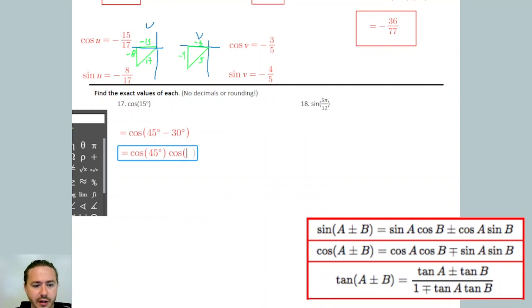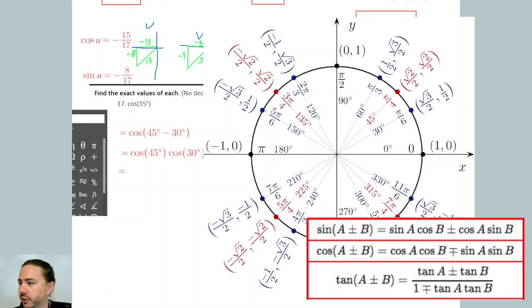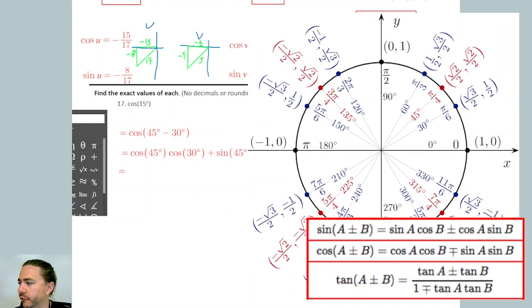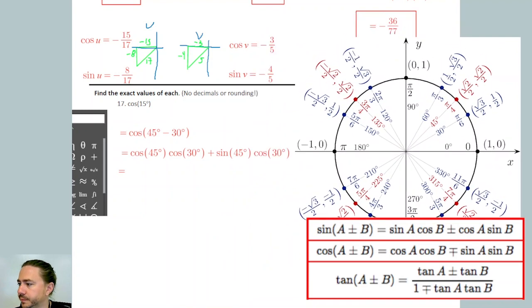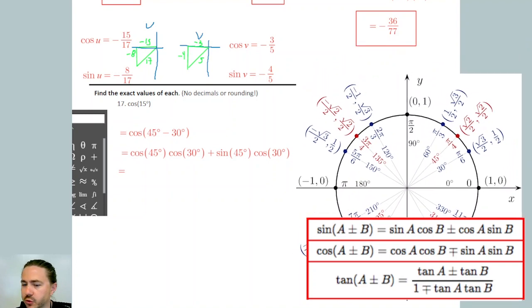Times the cosine of 30 plus sine of 45 cosine of 30. Okay, so cosine of 45, we're going to use our unit circle. Hopefully you don't need the unit circle to evaluate these, but I'll pull it up anyway just so you can kind of follow along with us. Let's make this a little smaller so you can see. So we really just need that first quadrant.